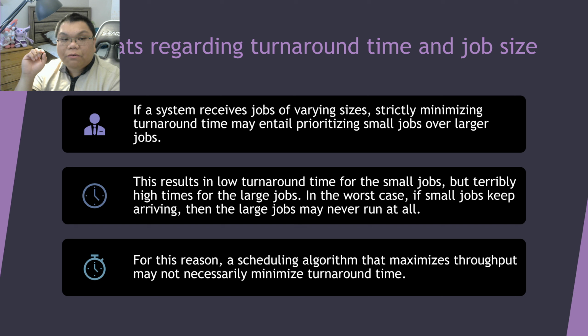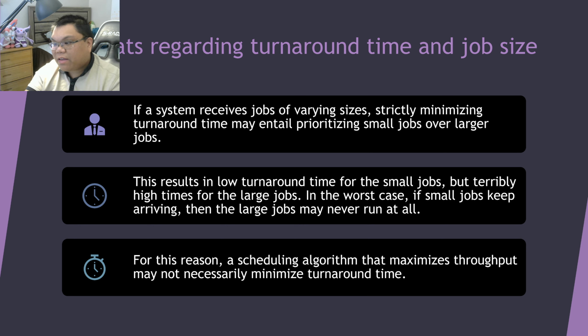So here are those little caveats regarding throughput and job size. Basically, if you have multiple jobs coming in and they are of all varying sizes, if you just want to minimize turnaround time, you might start prioritizing all the small jobs over larger jobs. And in the extreme case, the large jobs might never get completed at all. So if you want to make sure you complete as many jobs as possible, then you don't want to minimize turnaround time by neglecting all the large jobs. Because you need to do all the jobs, not just the small ones.